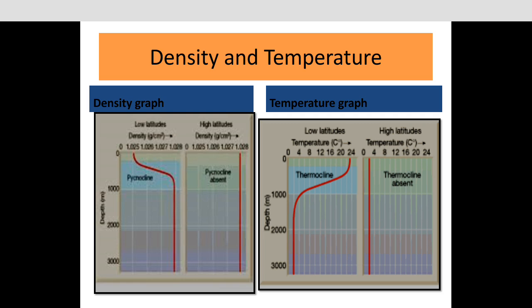So density and temperature. Density, we know, is initially less, then it is increasing, and it is constant in the deep layers. But in high latitudes it's constant throughout from top to bottom. But the temperature graph shows in low latitudes temperature is initially high, and then at depth it decreases suddenly. This region is called the thermocline layer, and then it is constant in the deeper layer. In high latitudes, because insolation is less, the temperature is the same from top to bottom.